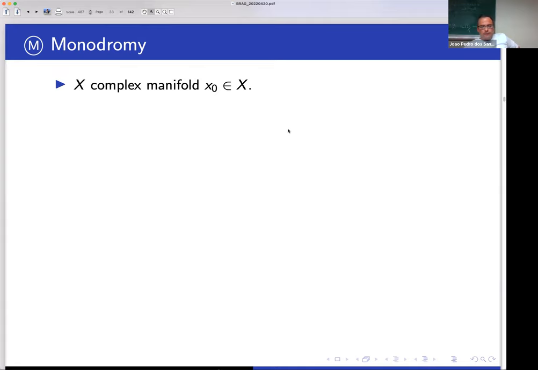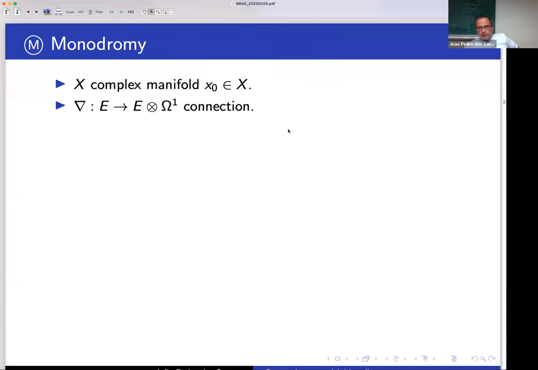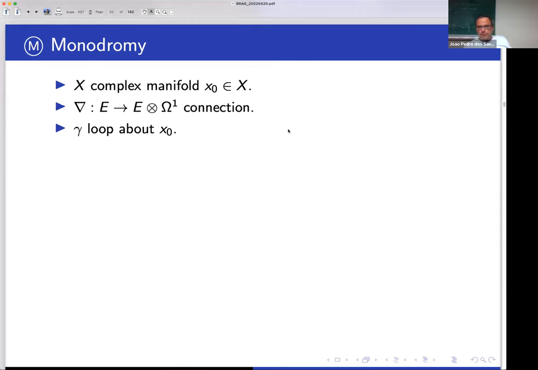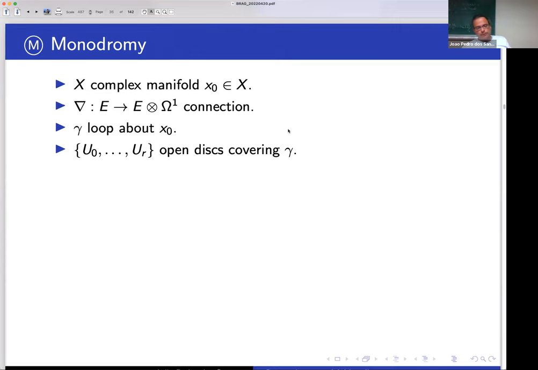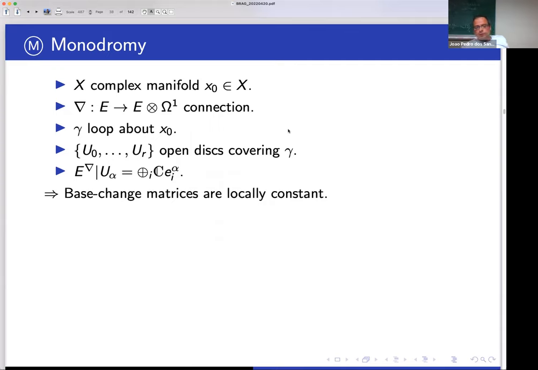So now I go on to the very classical thing, monodromy. I take a complex manifold and my connection, which I assume is integrable without saying very much. So locally, there's no problem. I can integrate everything. It's very easy. I take a loop about some point, and I cover the image of the loop by disks, and I solve the equations on all these disks. So I find my solutions. Remember that this E nabla is locally constant, so I have E nabla being a direct sum of these solutions. Because of that, whenever I change from one place to another, the matrices are all locally constant. It's a very simple thing.